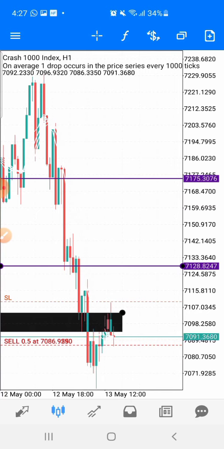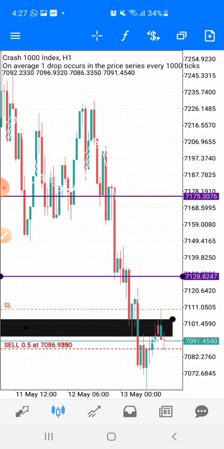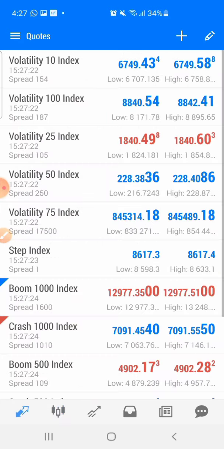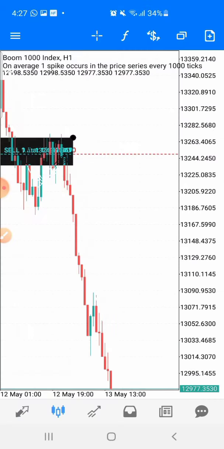After retesting it, forming that swing high, we are looking for a massive drop. So this is how simple this strategy is. Very simple. We are still waiting for our crash to start coming.